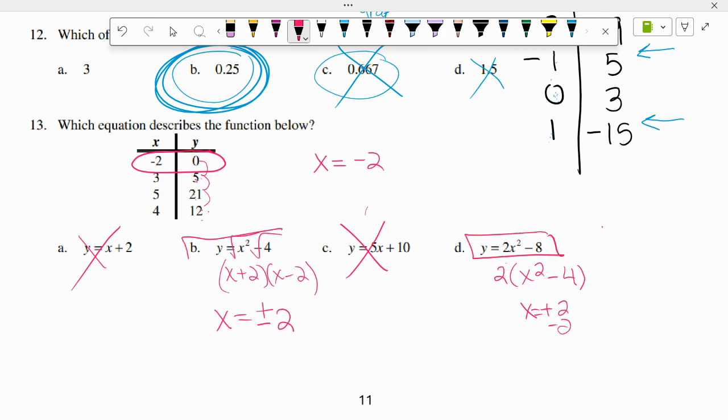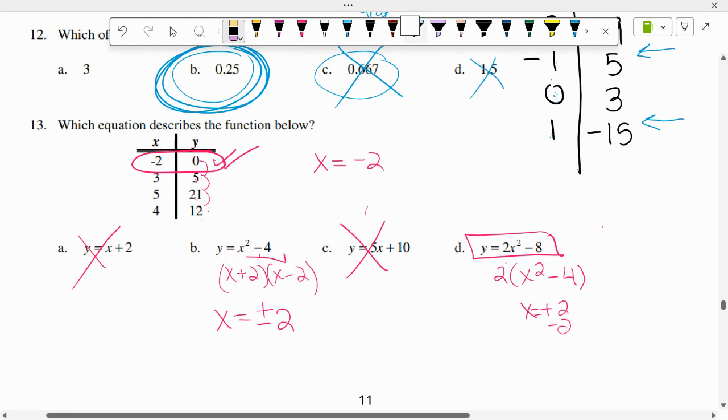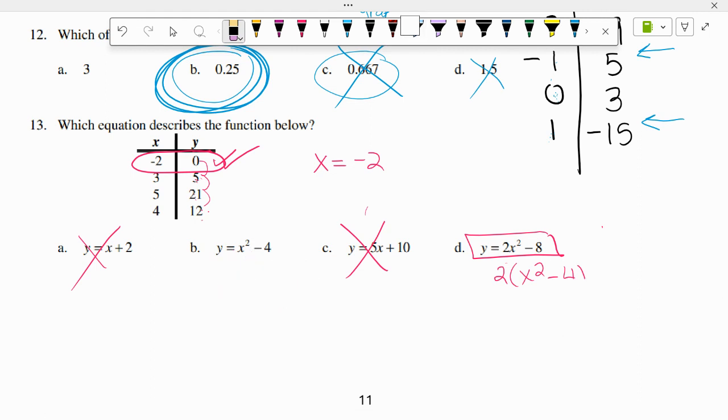So how are you going to choose which one it is? Because both of these have a solution here. How are you going to choose? Yeah, pick one of the next points, right? Because you don't know your y-intercept. So pick the next ordered pair.